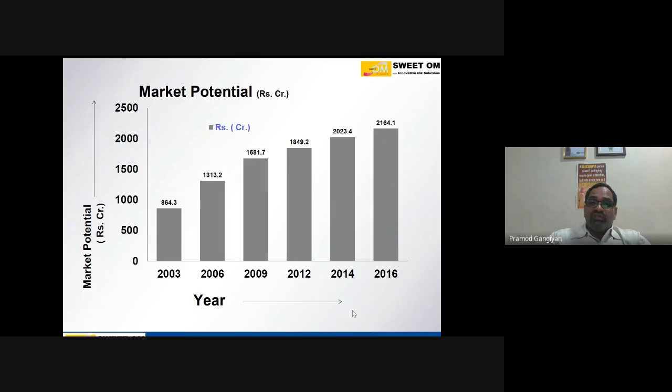This is the market potential. If you see in crores, in 2003 the market potential was 864 crores in India. This is for the coating industry in India, and in 2016 it is almost three times, 2164, and now it is 2780 in 2020.